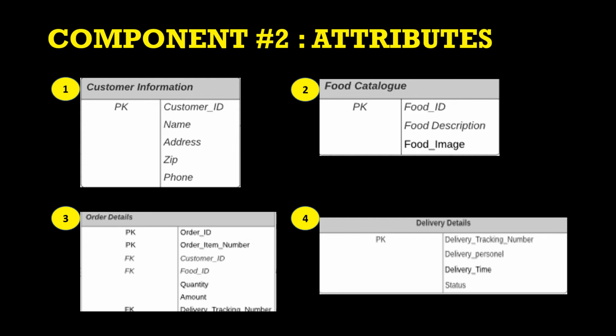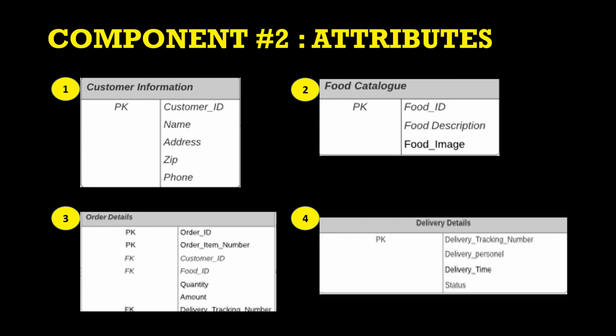The third entity is the order details. It stores the order ID and the order item number. If there are multiple items ordered, this will be an incremental number. Combination of both order ID and order item number form the primary key for this table. Then it has the customer ID of the customer who has ordered, food item details, quantity ordered, amount, and lastly a delivery tracking number for tracking the delivery of this order.